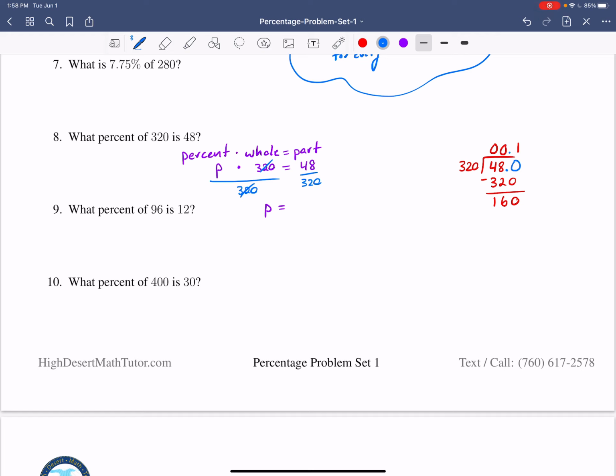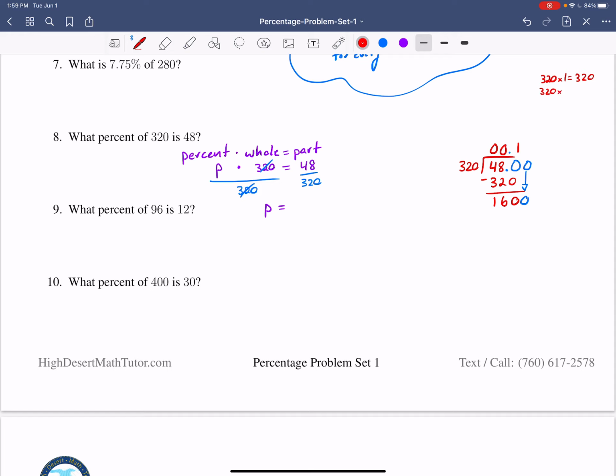Well, we still have a remainder, so we should add another 0. Since we've already added our decimal, we're done adding decimals. So we can bring this 0 down. Now our question is, how many times does 320 go into 1,600? So let's do a little work. 320 times 1 is 320.